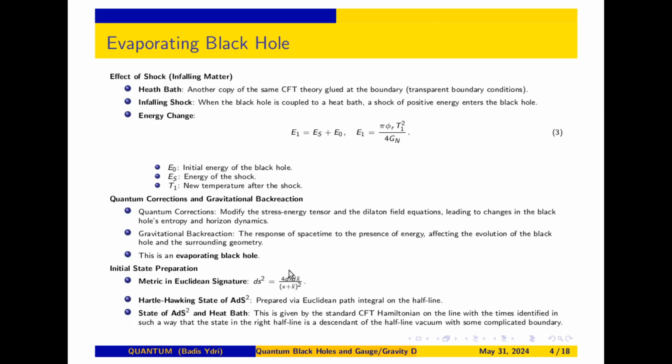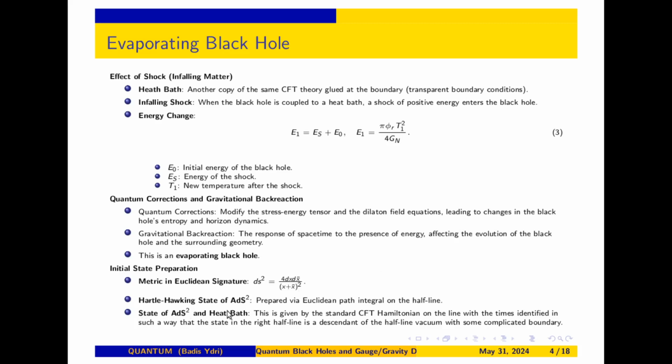To understand the dynamics of black holes, it's crucial to consider their initial state preparation. The Hartle-Hawking state of AdS2 is prepared via a Euclidean path integral on the half-line. This state is significant because it provides a well-defined starting point for studying black hole thermodynamics and quantum effects.